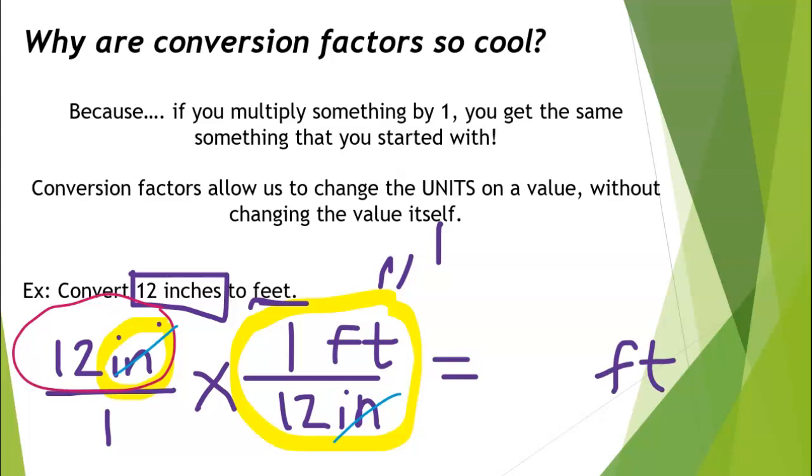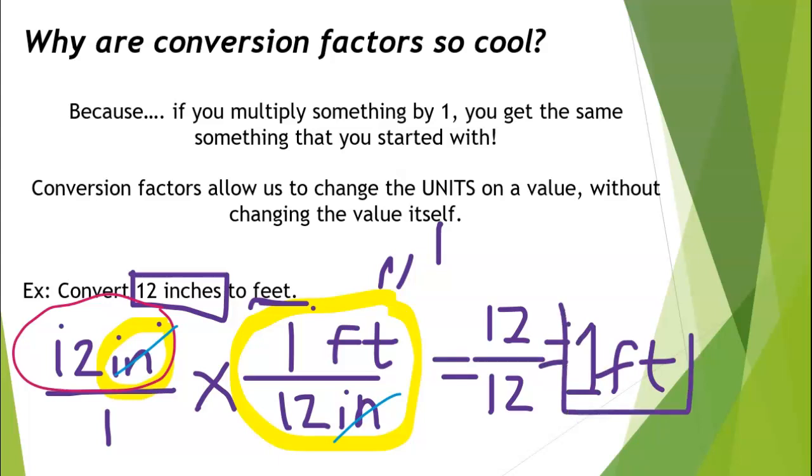Okay, and then I have 12 times 1, so I know that'll be 12, divided by everything in the denominator, which is 1 times 12, which is 12. So 12 divided by 12 equals 1 foot. So 12 inches does in fact equal 1 foot.